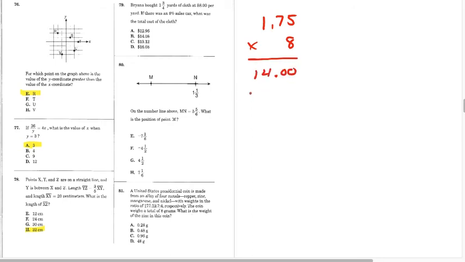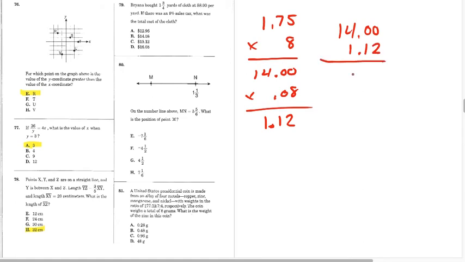$14.00. And then we have to multiply that by our 8%, 0.08, and that's going to give us what? $1.12. And you have to add that back on. So we have $14 plus $1.12 is going to give us $15.12, and that's going to be answer C.